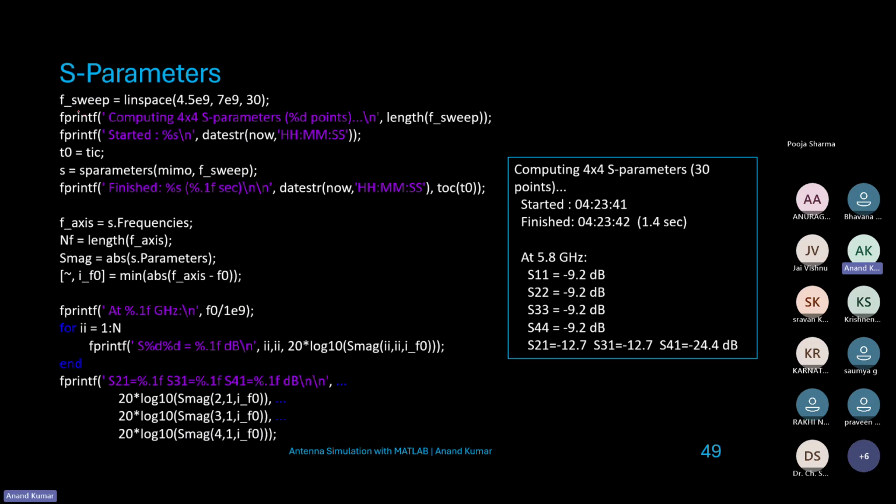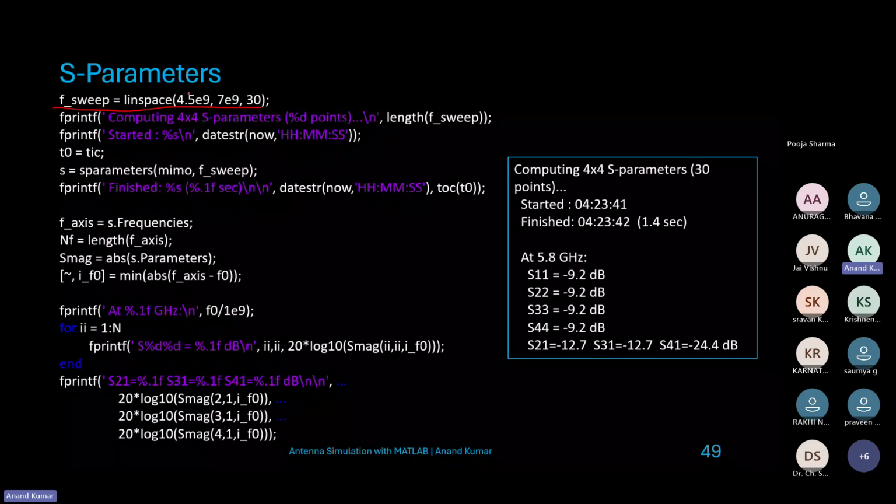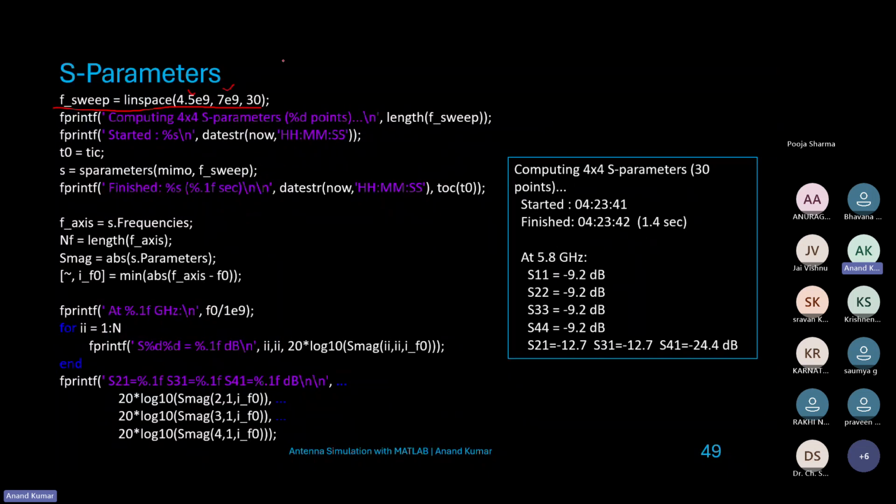Now, to get the S parameters, it's the same thing. You lay out the frequencies where you want, starting from 4.5 to 7 gigahertz. Our target is 5.8 gigahertz now, and we are using 30 points. Then you print all these things. You start the timer just to see how long it takes to simulate. Then you call the S parameters. You give the MIMO that you have created and the frequency sweep where you want to get the S parameters, and you say get the S parameters as S.